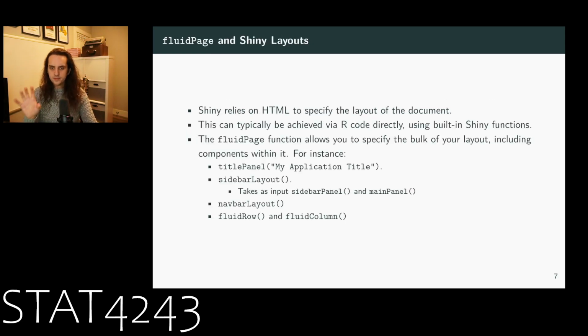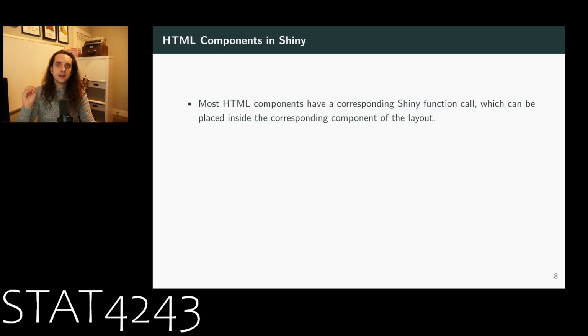So this allows you to lay out the page, right? This is just telling us where our items are going to go, but other than this titlePanel, it doesn't really put anything on our actual page, right? And so we need to be able to specify the content or the components that are actually going to go on the page. And so HTML components are almost all programmed directly into Shiny, or at least all of the major ones that we're going to care about.